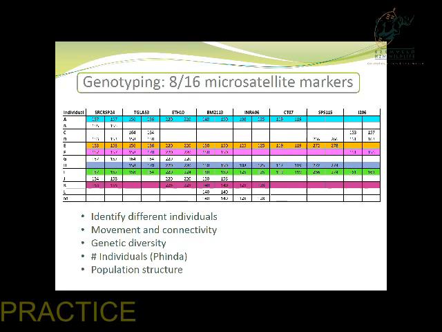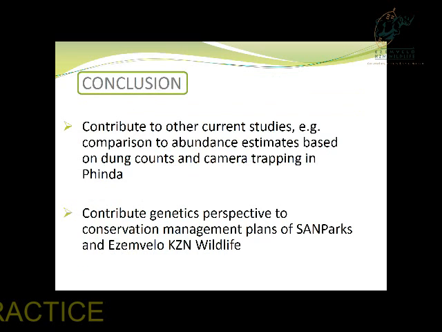We can also look at the genetic diversity with regards to each nature reserve. Like I said, we are also able to determine the number of individuals, especially with PINDA, so we might be able to answer that question for them. As well, we will be able to look at the population structure. And in a bigger picture, just to conclude, if we are able to look at the genetic information, we can add it to another study that's been taking place in PINDA, where they try to estimate the number of Suni in their habitat at this moment with the use of camera traps and dung counts.